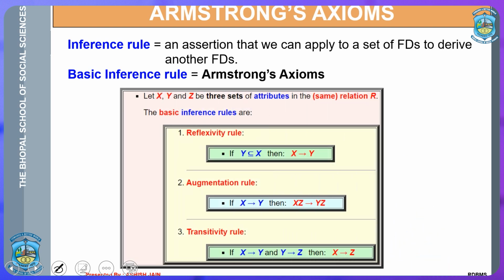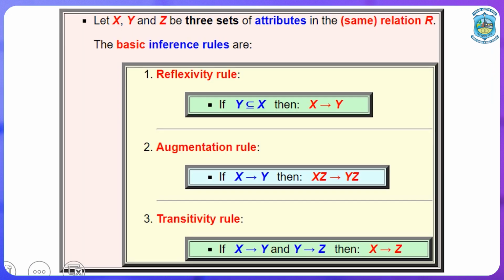So, we will take an example. Suppose we have three sets of attributes X, Y and Z of the same relation, say R. According to the first rule, which is the reflexive rule, or the property called reflexivity, if Y is a subset of or equal to X, then we say that X determines Y, that is, X → Y. This rule is called reflexivity. That means if the value of Y is drawn from the value of X, we can say that X → Y holds.